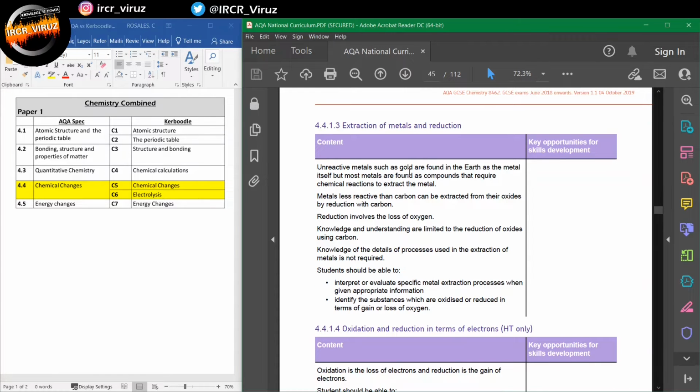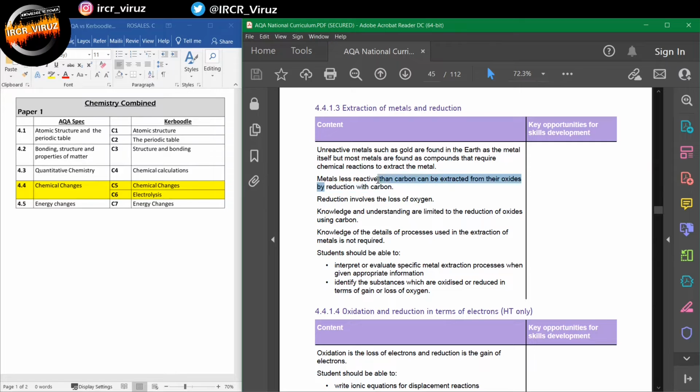Unreactive metals such as gold are found in the earth as the native metal, but most metals are found as compounds that require chemical reactions for extraction of the metal. So gold is very unreactive. Normally you can just find gold nuggets, which are pure gold, but for any other metal, the majority of the time you will find it as an oxide. You will find it in an ore, and an ore is a rock with minerals where the mineral is worth extracting. You might get a multiple choice question asking you to choose the definition of an ore.